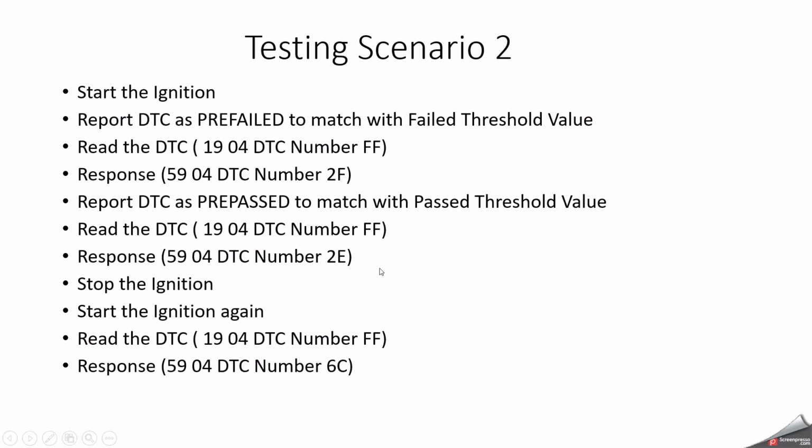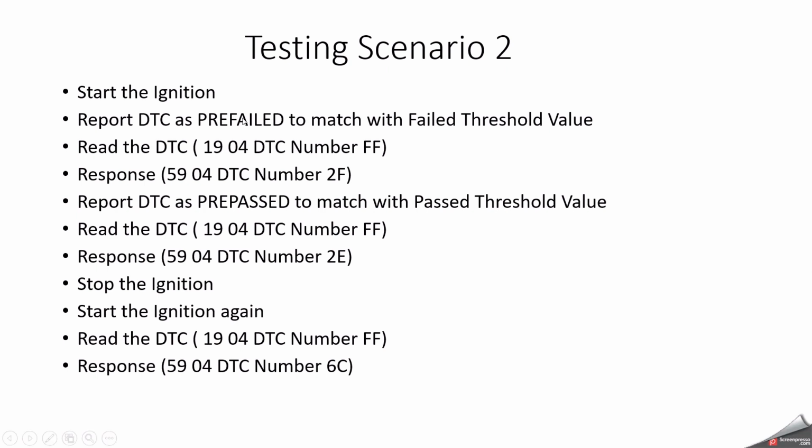This is another testing scenario: what happens when you pass pre-failed and pre-passed? I'm flashing the software and starting the ignition, meaning I'm entering the driving cycle. I report a DTC as pre-failed as many times as needed to match the failed threshold value. In the same configuration I showed in my previous slide, I selected the failed threshold value as 5 and my step size is 1. So I have to report a DTC 5 times. Only then will the DTC be considered a confirmed DTC and be stored inside the event memory.